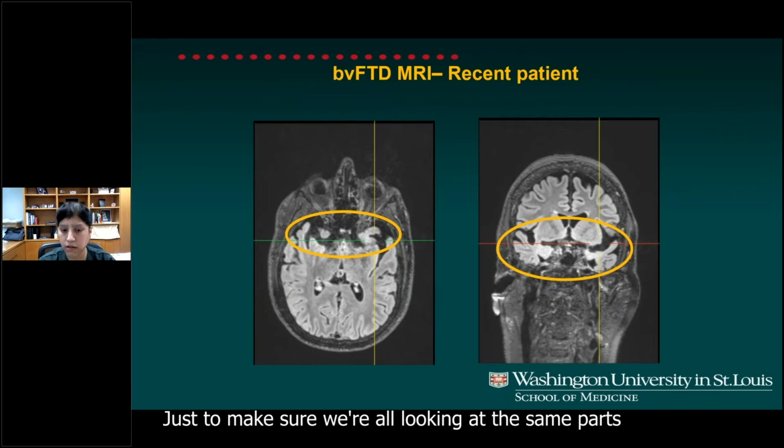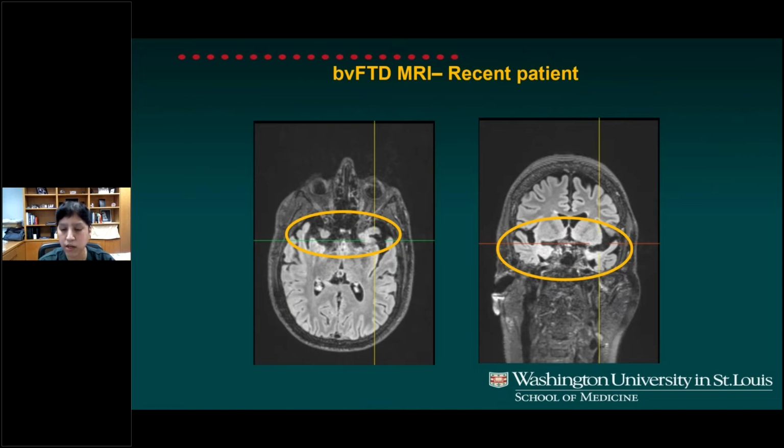Next. Just to make sure we're all looking at the same parts of these pictures, the oval areas kind of draw your attention to those darker areas, or those gaps, if you will. So again, those are the temporal lobes, so the T of FTD.